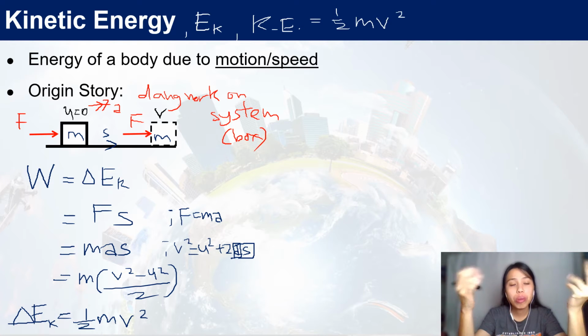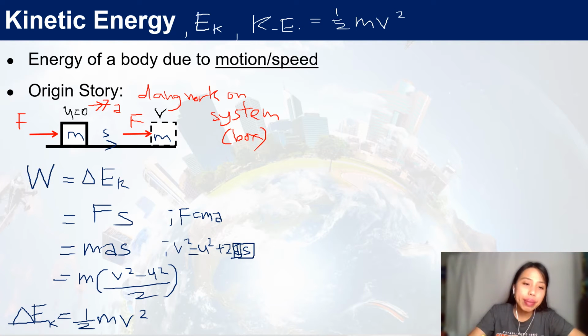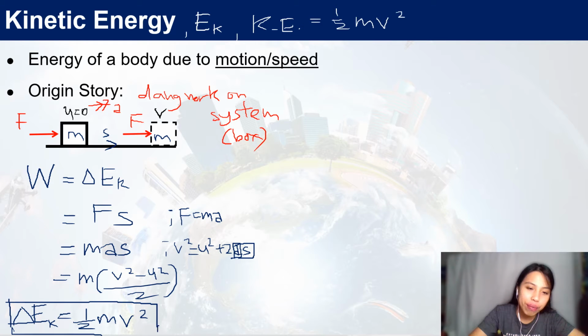Okay. Now this works, except that sometimes in A-levels you may see questions where the initial speed is not 0, but you want to find a change in kinetic energy, so that's fine. Just note that the initial speed may not always be 0, but if we assume it's 0, you have this half mv squared.